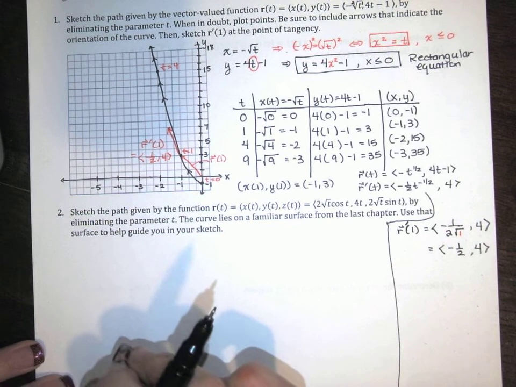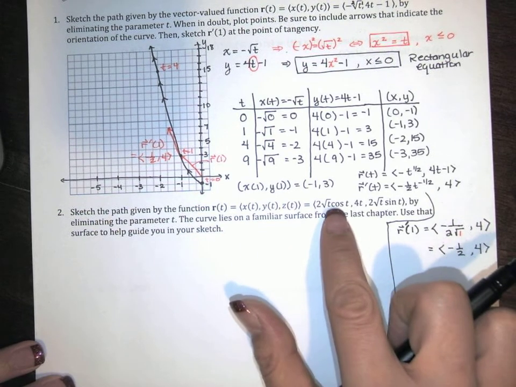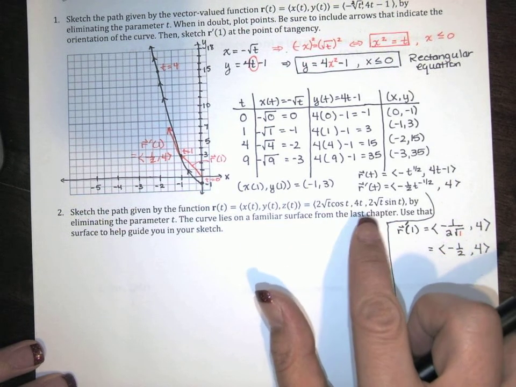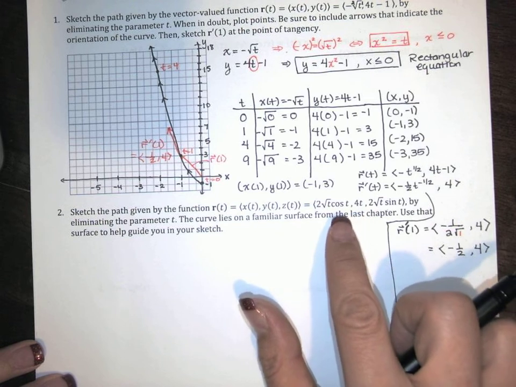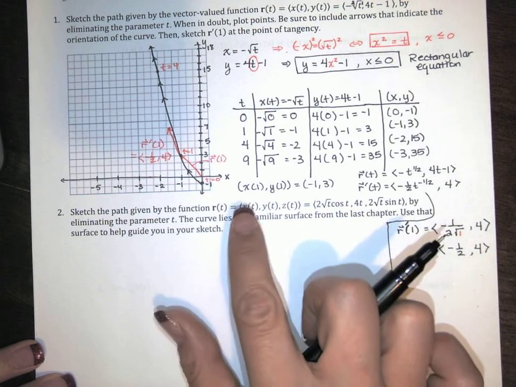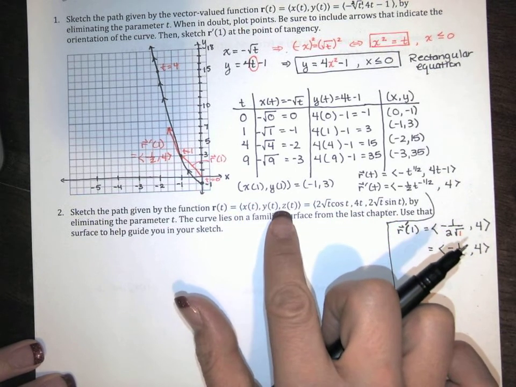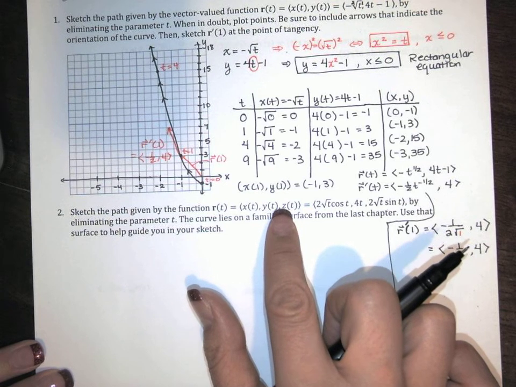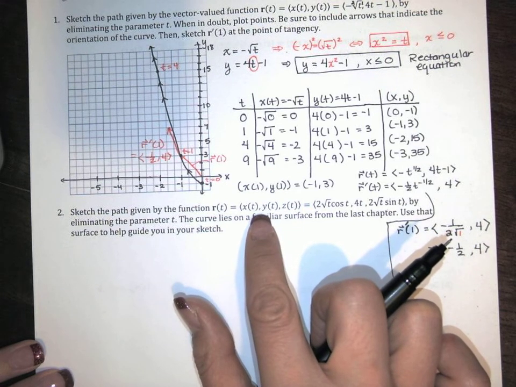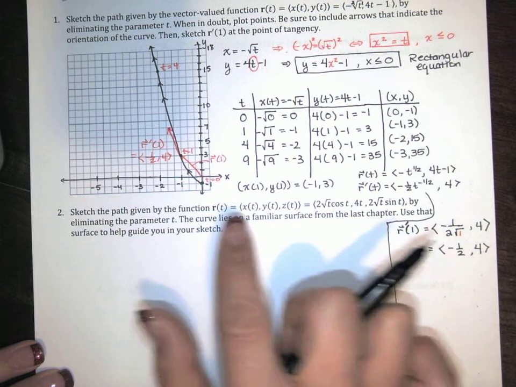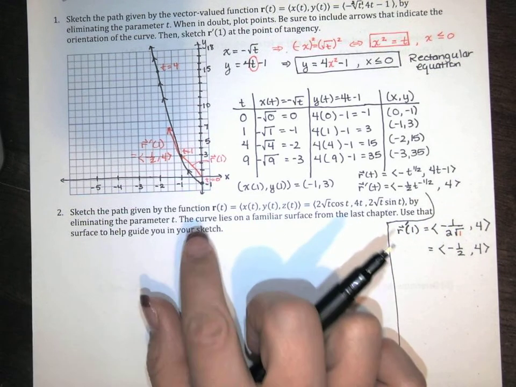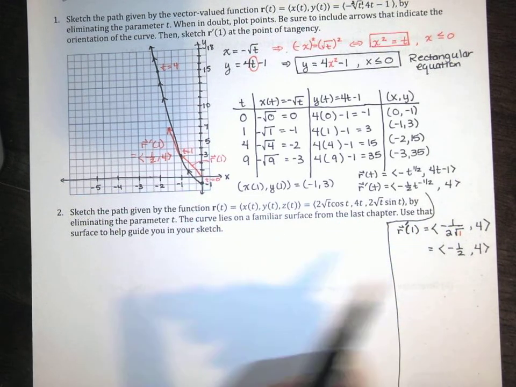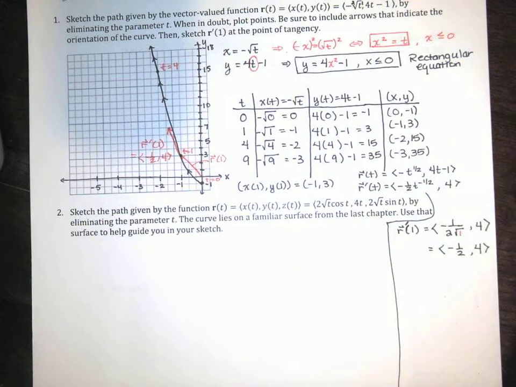Now, as we talked about in class, when I eliminate the parameter t, I'm not going to get a curve, I'm going to get a surface. I'm going to get a surface involving x, y, and z, and it's going to be one of those surfaces that we talked about in the previous chapter. Now, that surface itself is not the path. The path is a one-dimensional object that lives in 3-dimensional space. It's a curve that's being traced out as t increases.